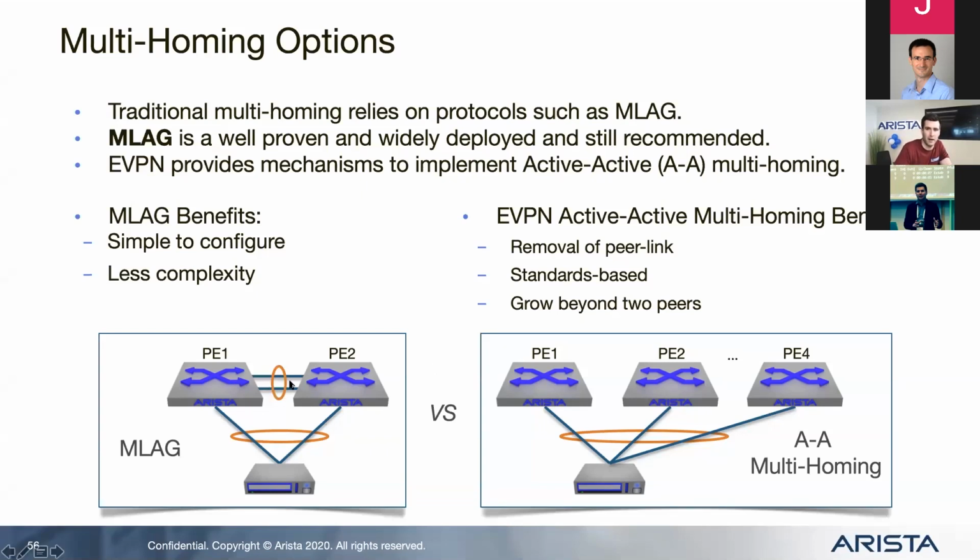But in addition to this, it is also possible to leverage EVPN to provide active-active multi-homing at top of rack. So using the protocol itself, we could actually remove the peer link between the two, and then expand beyond two peers. So rather than just the two peers that we're limited to with MLAG, we can grow beyond 2 to 3 or even 4 top of rack or edge devices for active-active multi-homing.